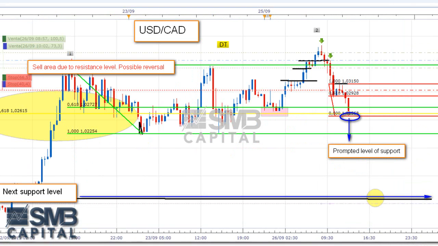Now this is more or less the same thing, but now with the US dollar and Canadian. In this case, we were able to recognize resistance levels with fake breakouts to go onto a reversal trade. In this case, we were able to get more or less the last highest pips on the market, and then in this case, we were able to recognize a pronto level of support. This pronto level of support was based off Fibonacci retracement of 61.8%.